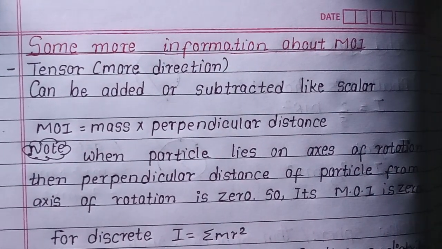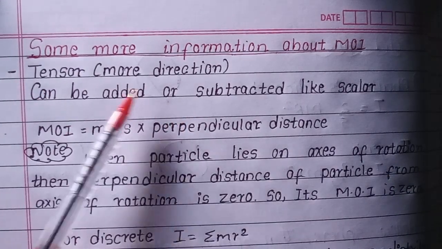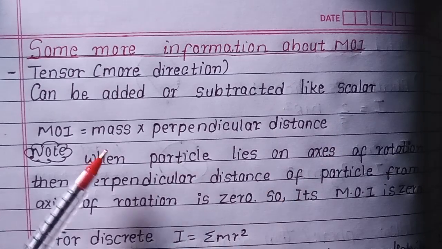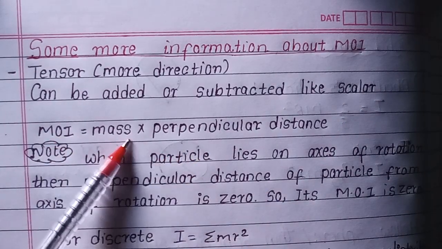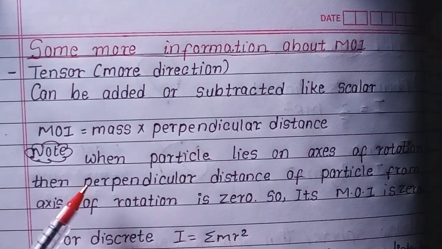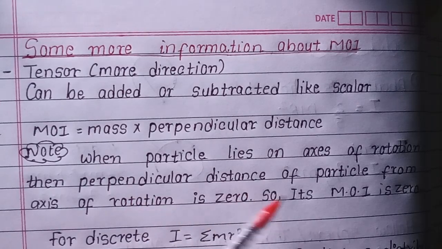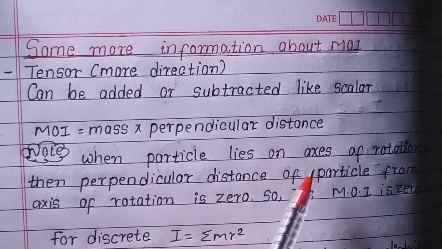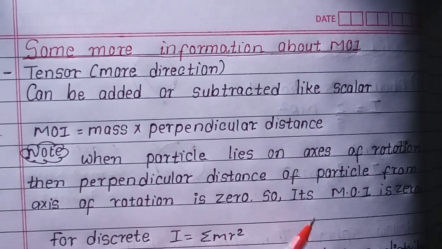And some more information about the moment of inertia. Tensor refers to more direction. It can be added or subtracted like a scalar. Moment of inertia is equal to mass into perpendicular distance. When a particle lies on the axis of rotation, then the perpendicular distance of the particle from the axis of rotation is 0. So the moment of inertia is 0.